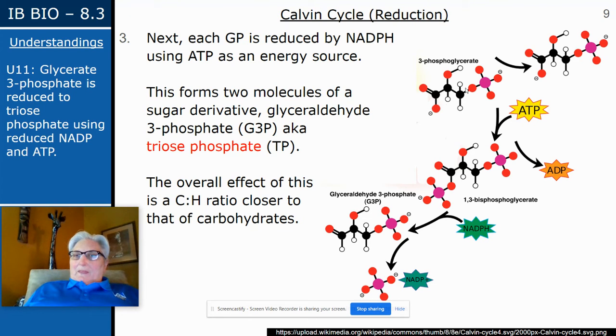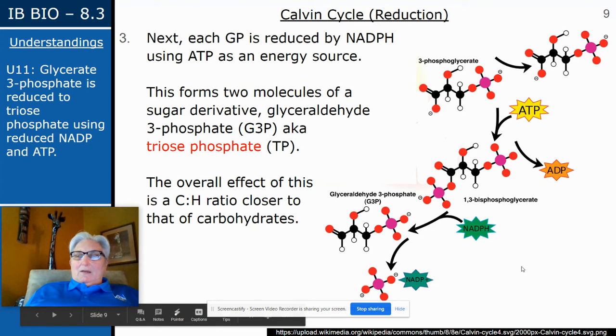So here's our GP, here's 1, here's 2, here's our ATP coming in. And whenever you see ATP, you know that there is energy that is going to be used up in this particular reaction. So we take those two, we break down that ATP, we lose one of the phosphates, and we release our ADP, adenosine diphosphate, and we get closer really to the type of carbohydrate that we need. Remember, there's a very specific ratio of 1 to 2 with carbons to hydrogens in our carbohydrates.